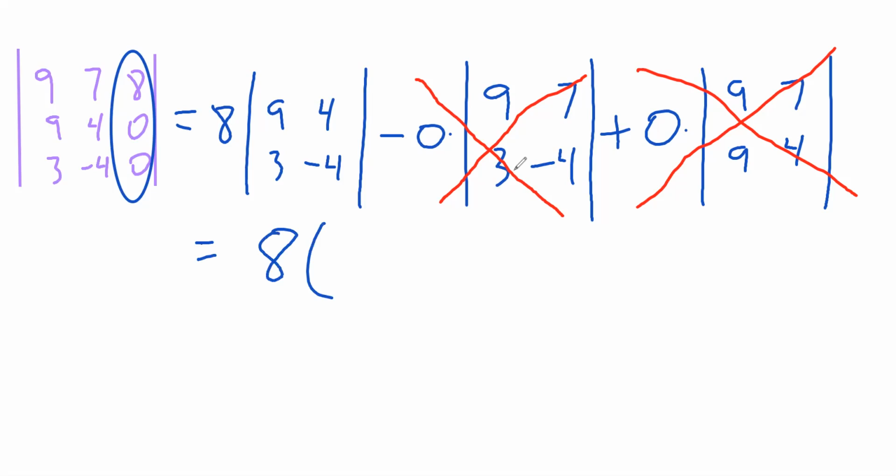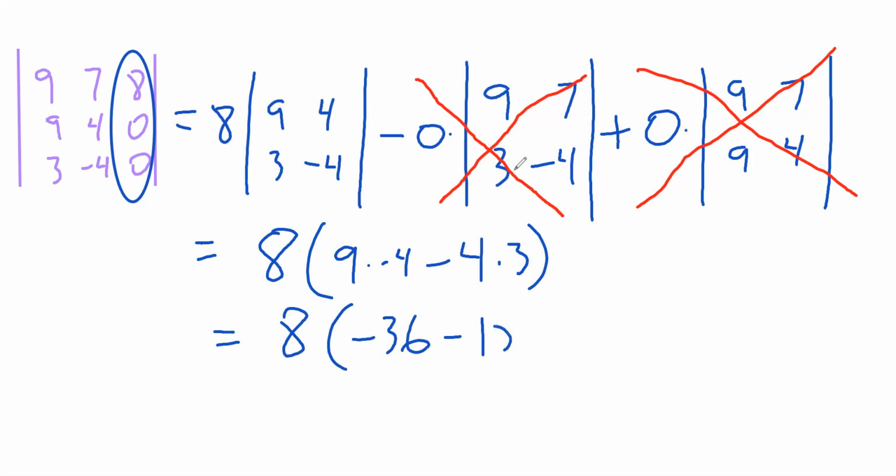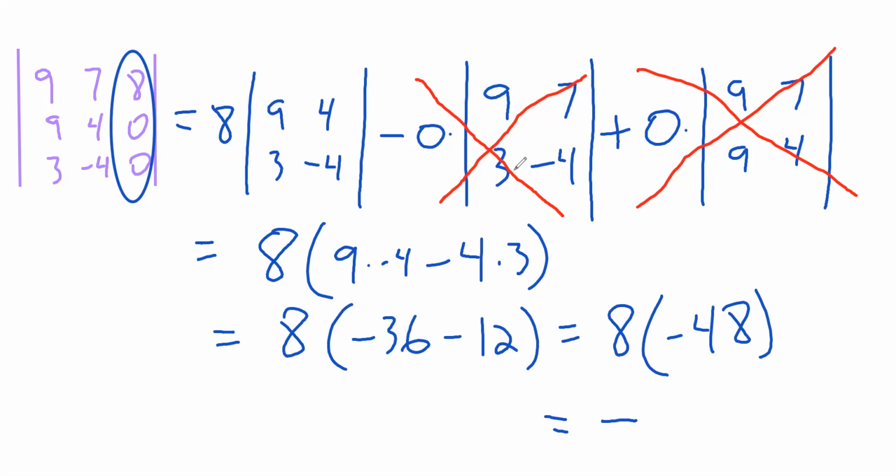It's just 8 times the determinant of that little 2 by 2 matrix, 9 times negative 4 minus 4 times 3, negative 36 minus 12, 8 times negative 48, which isn't so bad. You can do old school multiplication. You know it'll be a negative number. Once you know it's negative, just tell yourself it's 48 times 8, 64, carry the 6. 8 times 4 is 32, plus 6 will give you 38. So it's negative 384.